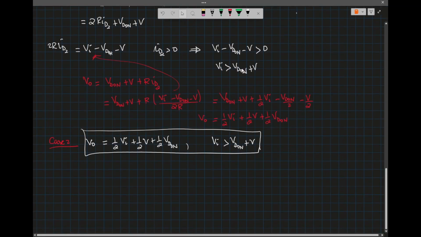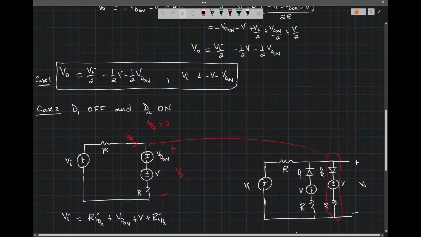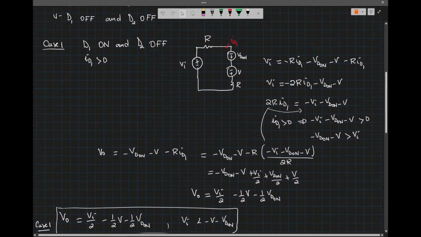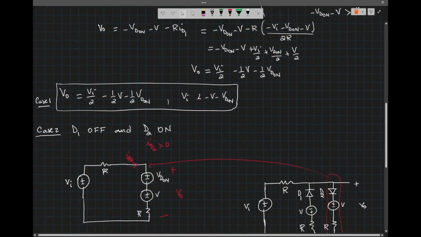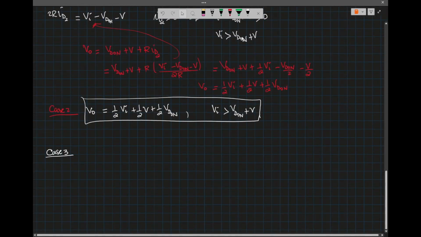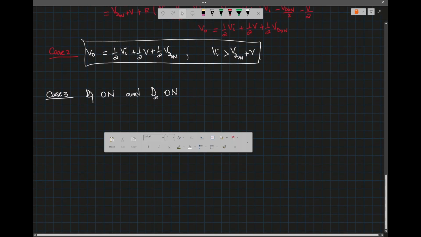Now, case 3. So for case 3, what do we have? We have D1 on and D2 on. So I'm gonna paste the network here.